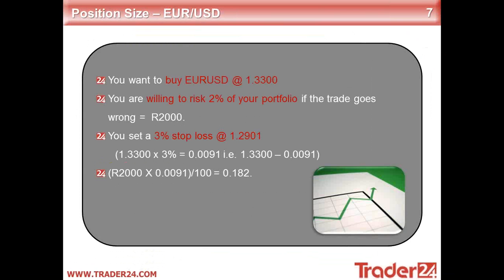If the market moves by 91 pips in the opposite direction to where I want it to go, I will get stopped out at 1.2901, which is a loss of 2,000 rand, which in effect is a 2% loss on my portfolio. So that's the lot size of your trade.